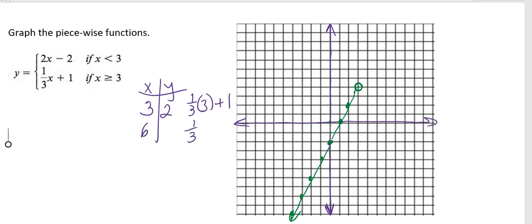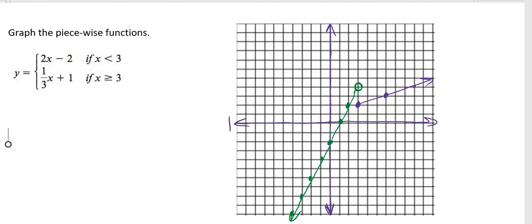So 6 divided by 3 is 2, plus 1 is 3. And I can graph those 2 points. So 3, 2, and then 6, 3. Okay, and then I could just draw a straight line using those 2 points. Either way, you're going to get the same line. It's just a different way of getting it. Okay, let's look at our next problem.